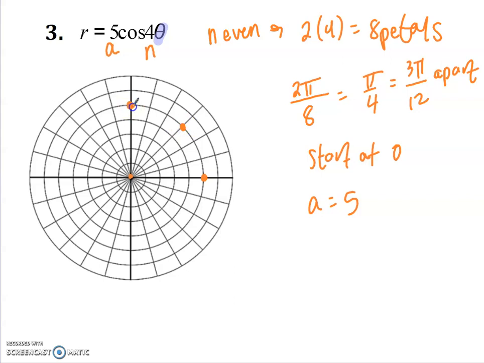1, 2, 3, put a dot. Again, 1, 2, 3, put a dot, repeating this around the circle.